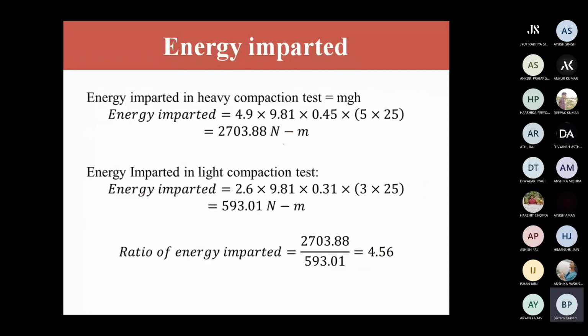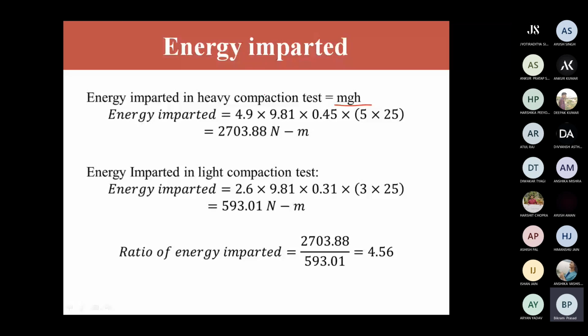So you can see the energy imparted in the light and heavy compaction tests. In the heavy compaction test, obviously, we can see the potential energy, mgh, which we all know. So what is the energy? The mass times gravity times height.